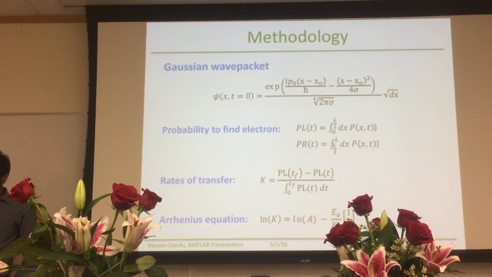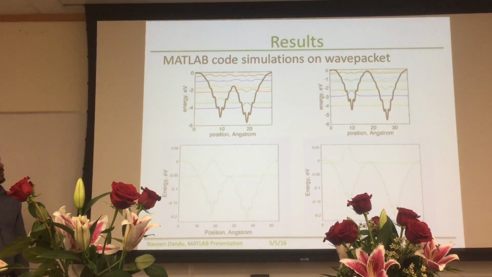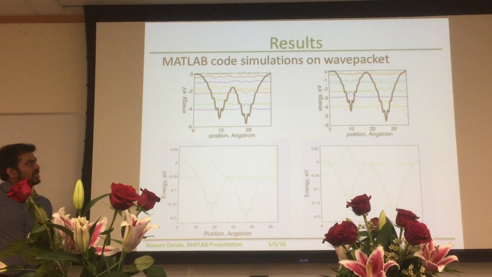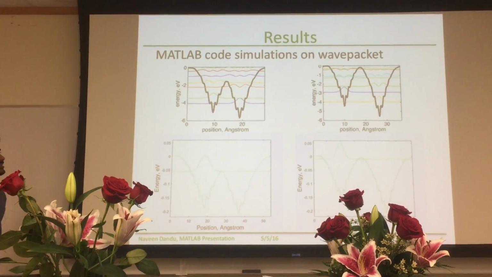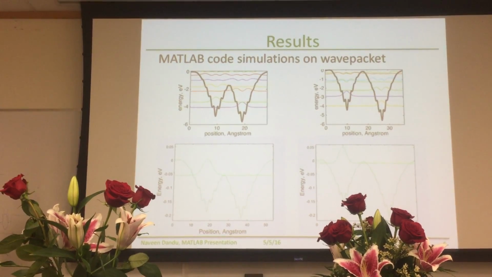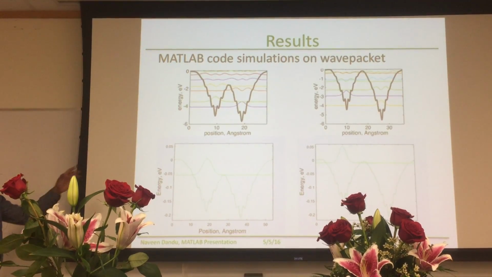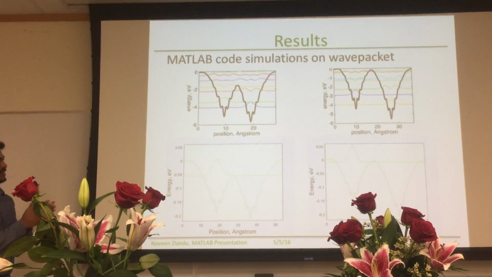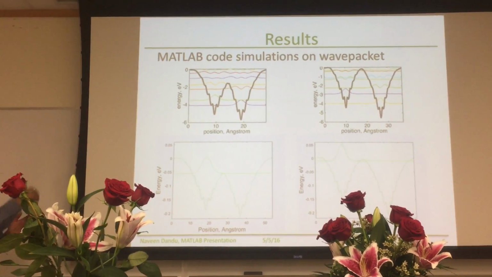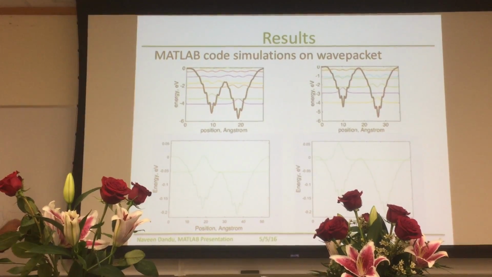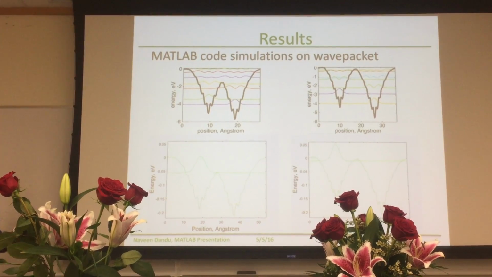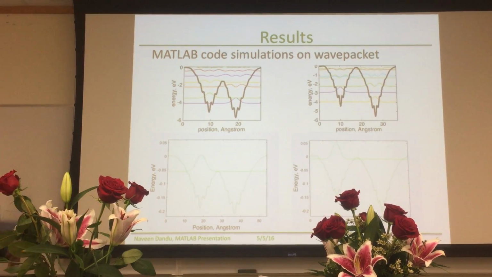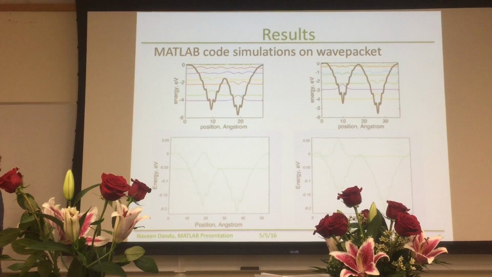Making use of this methodology, we then performed the MATLAB code to simulate the wave packets and found these results. The left side potential energy surfaces correspond to the quantum dots when they are bound together, like bridged quantum dots, versus the quantum dots forming a dimer where they are disconnected. So I would call this one bridged dimers versus those as disconnected dimers.